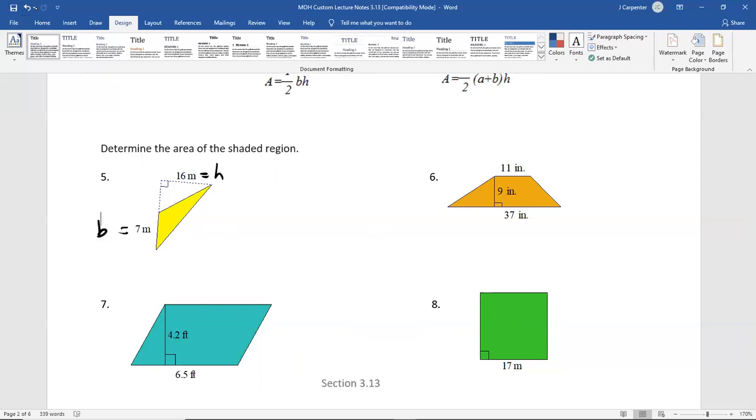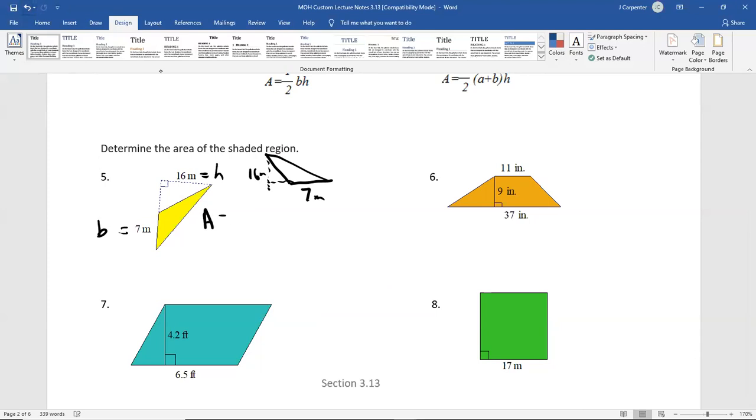If you wanted, you could redraw this triangle. So here's your 7 meters, and then you'd have something like this. And then this distance right here, that would be our 16. So that's just me tilting it on its side so you can make it a little clearer that 16 is the height. It's not super obvious here, I think, for everyone.